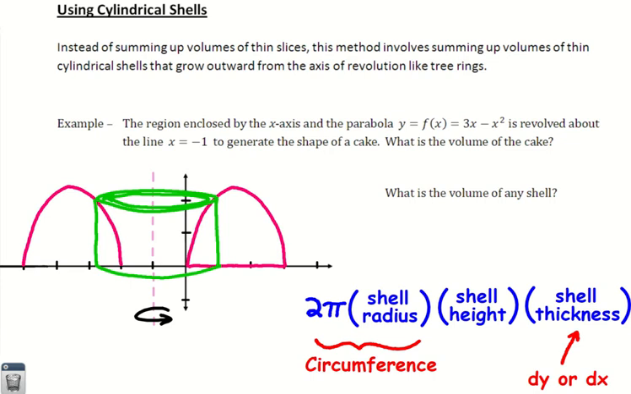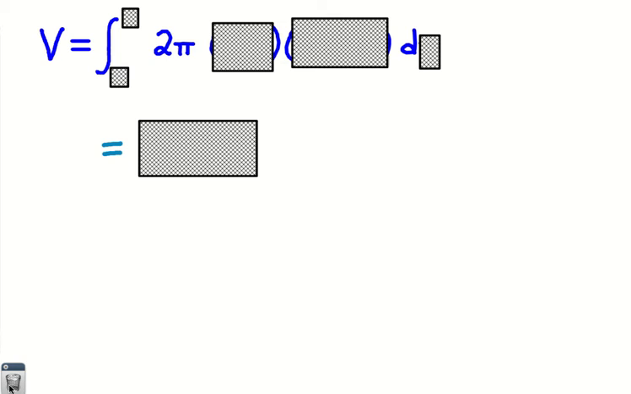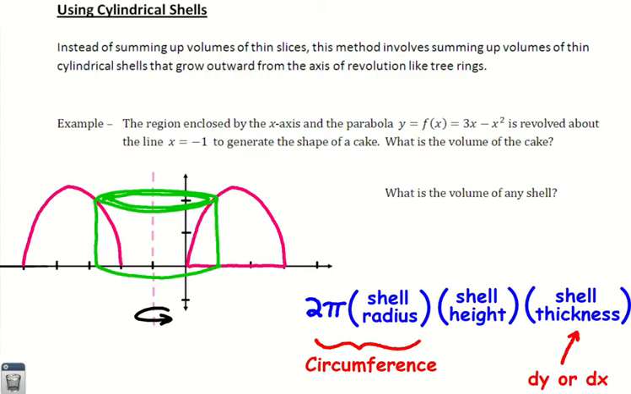Okay, so how do we throw all this into an integral? Well, 2 pi is just going to be 2 pi. And the radius of the circle of the shell, basically. Now listen to this part. You might even want to write down what I say next in your own words.